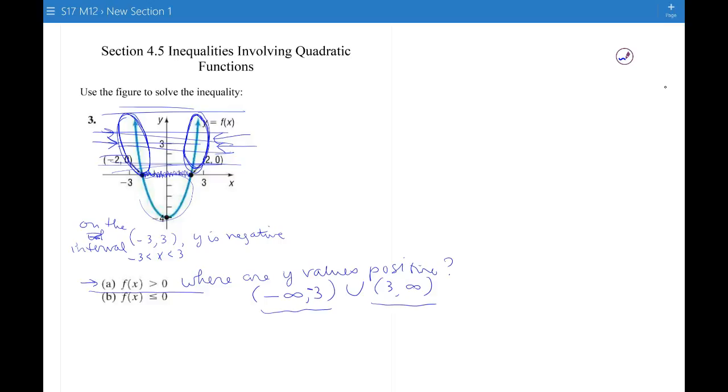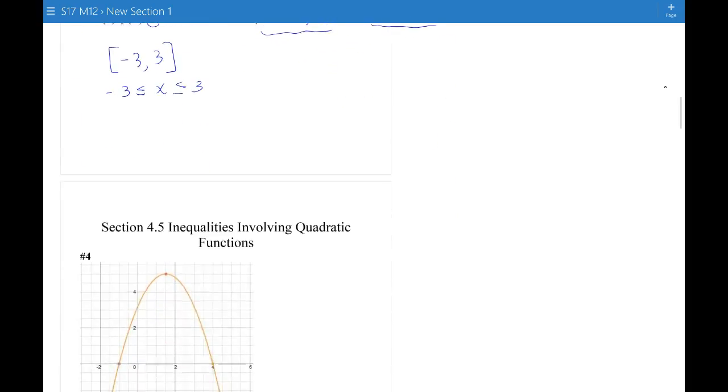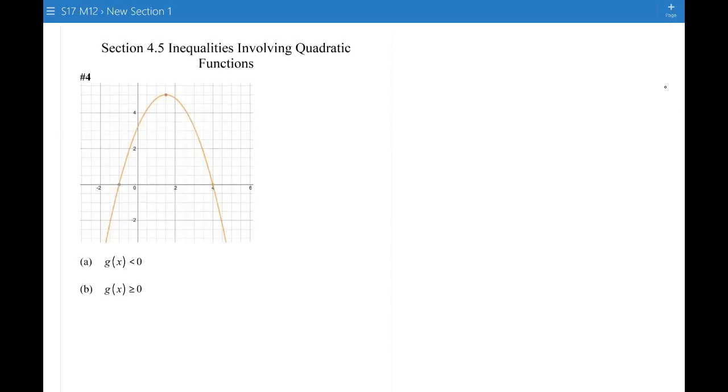So this says, where are they strictly positive? Basically, this is everywhere else. Where are they negative or 0? Well, that's going to be on the interval from -3 to 3. And now we need to include the endpoints because the equal to 0 is included in the problem statement. So for all values of x greater than or equal to -3 and less than or equal to 3, the y values on this function's graph are negative. Okay, so let's look at another one, and we'll do this one in class together.